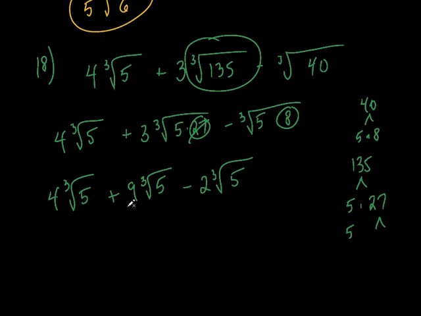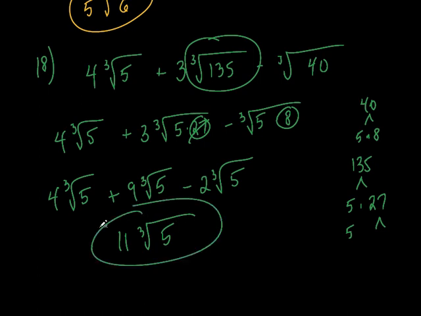Now I can add. Are they like terms? Remember, we can only add like terms in algebra. Yeah, they're like terms. This is cube root of 5, cube root of 5, cube root of 5. It's just like saying 4x plus 9x minus 2x, except our x is the cube root of 5. So 4 plus 9 is 13, minus 2 is 11, cube root of 5. And there it is.